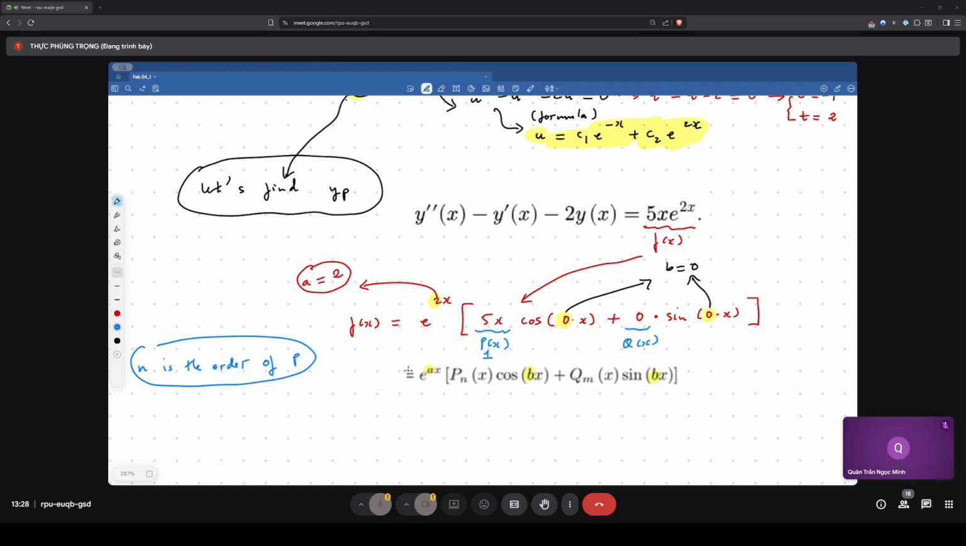So n is 1. Why is that? Because n is the order of p, and p is φ(s). φ(s) is a polynomial of order 1. q(s) is 0, a constant. A constant is of order 0. So I write 0 right here, and this is the number m. m is the order of q.